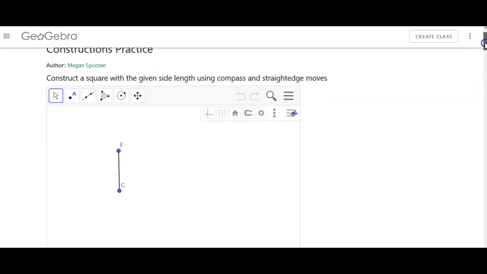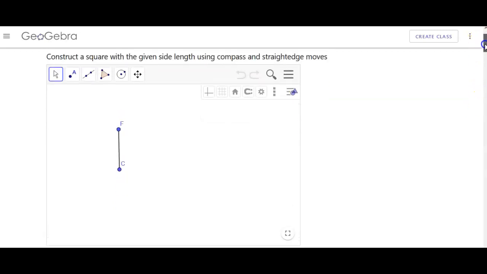Hey guys, just wanted to go over some constructions with you before you take the test, because these are definitely some things that you might need to know. I know that we've gone through some of these before, so if you need to, go ahead and fast forward through some of these. The first one that we want to do is to construct a square with the given side length.